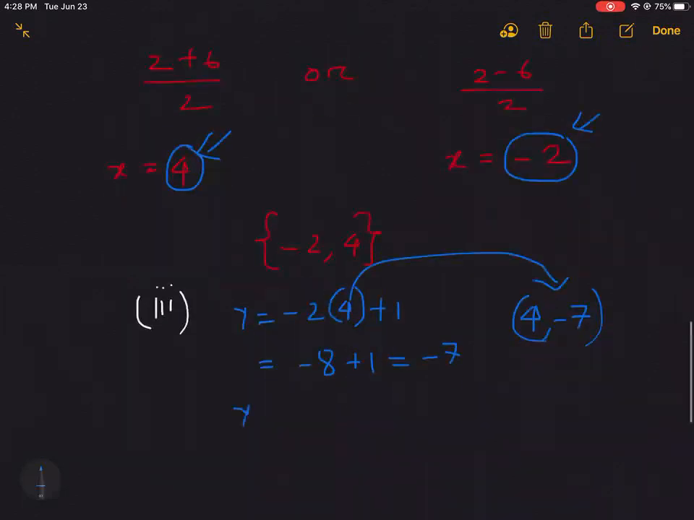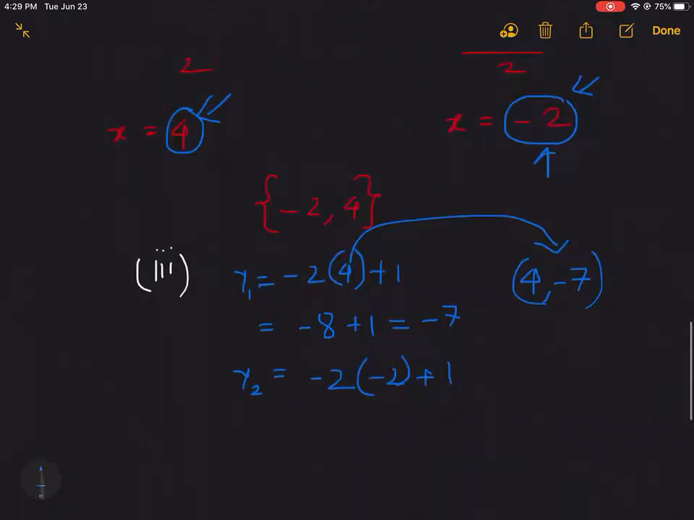And the other one, let us write y1 and y2 to distinguish the different results. So it will be negative 2. This time we'll plug in negative 2 in place of x, plus 1, positive 4 plus 1 gives us a 5. So it will be negative 2, 5.